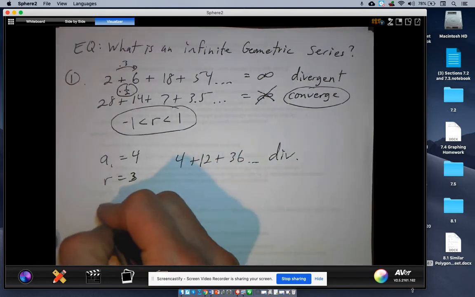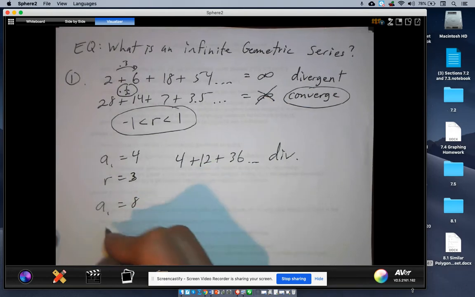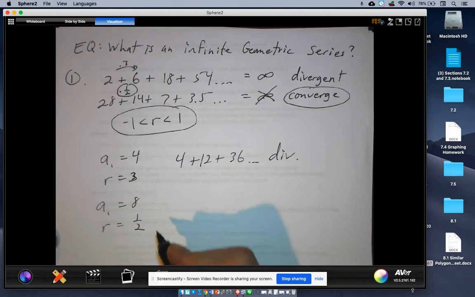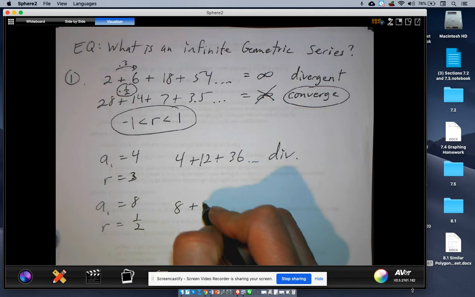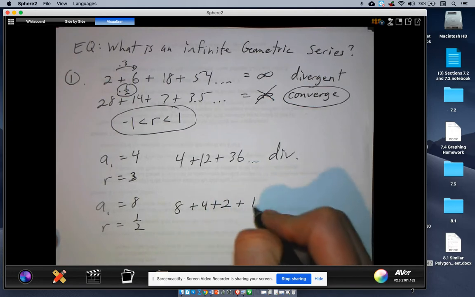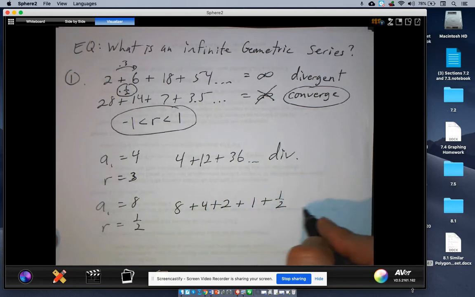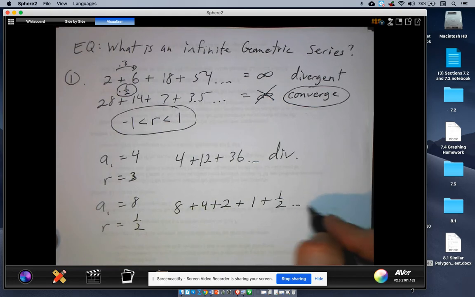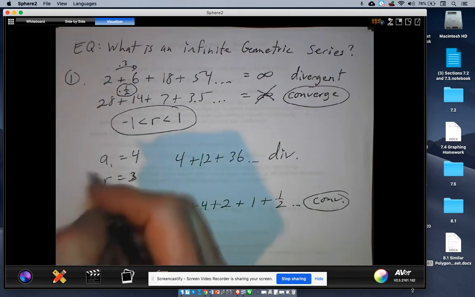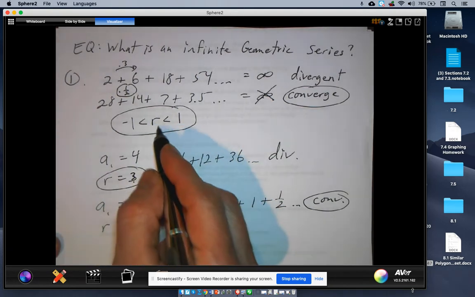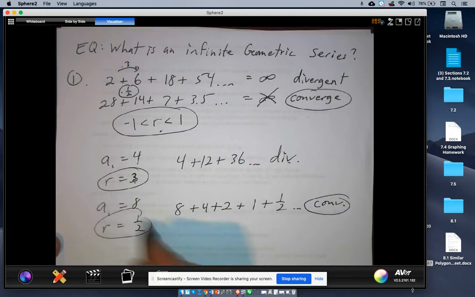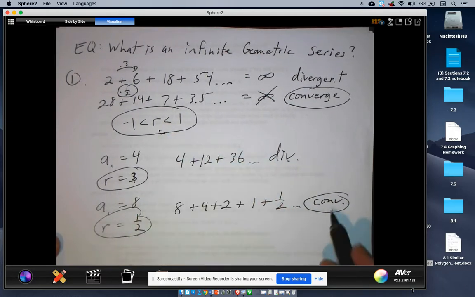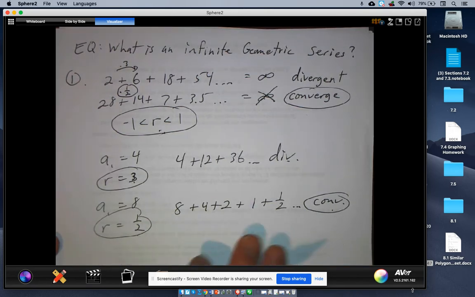However, if I had a first term of 8 and an R value of 1/2, 8 plus 4 plus 2 plus 1 plus 1/2, this number is going to get all the way small, really close to 0. And that's going to be convergent. And I'll show you how to find what that adds up to here in a couple of minutes. Okay, so basically if this R value is not in here, it's going to diverge. And if that R value is in there, it's going to converge. Let me show you what happens to converge and how do we find that sum.